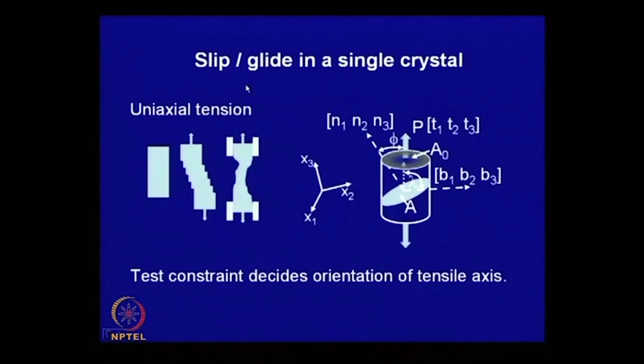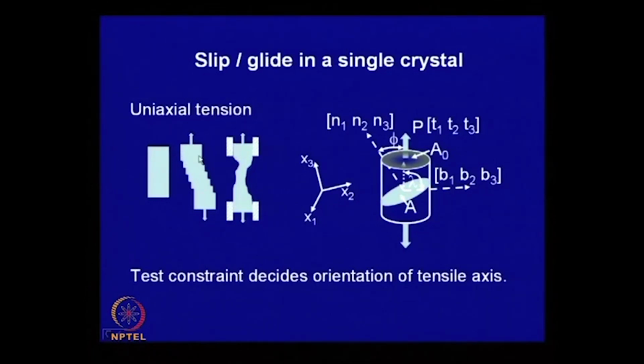Now, the process of slip, if it is allowed to take place without any constraint, is shown over here. Suppose this is a sample and we try to pull it in tension, and when the tensile pull is large enough to cause plastic deformation, the part of the crystal slips over another, which is pictorially shown over here. This is a slip plane, slip has taken place in this direction, and in the process the direction along which the load has been applied shifts.